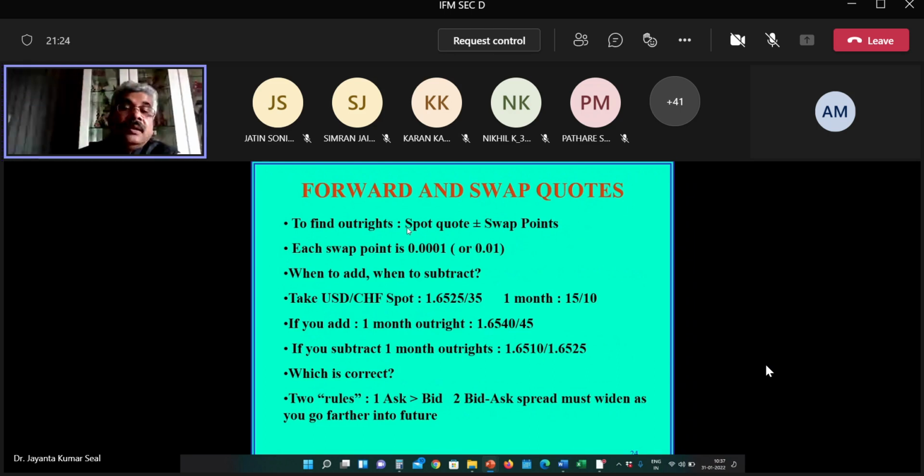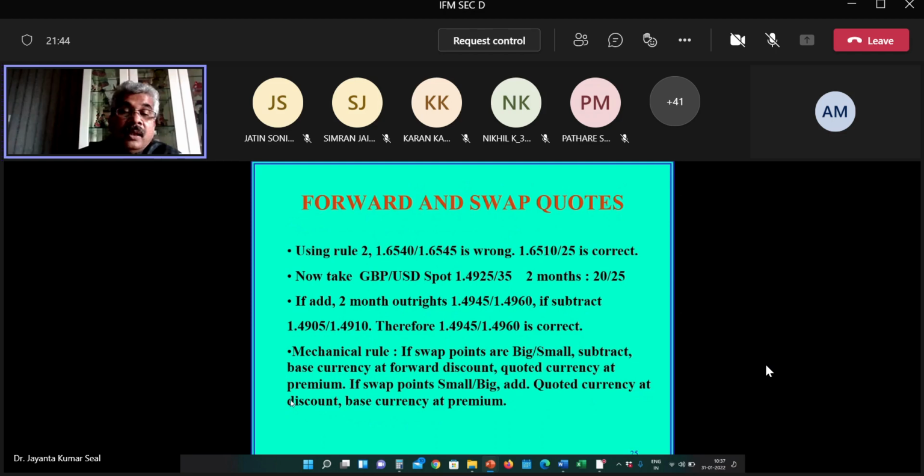So to find outright, spot quote plus minus swap points, we have already discussed what is a swap point, and accordingly you can find out when to add, when to subtract. These two rules are given here. Ask rate must be more than bid rate, and two, bid ask spread must widen as you go further into future. So similarly, there is a mechanical rule that is also discussed. If swap points are big, small, subtract: base currency at a forward discount and quoted currency at a premium. If swap points are small, big, add: quoted currency at a discount, base currency at a premium. That's all. Question?